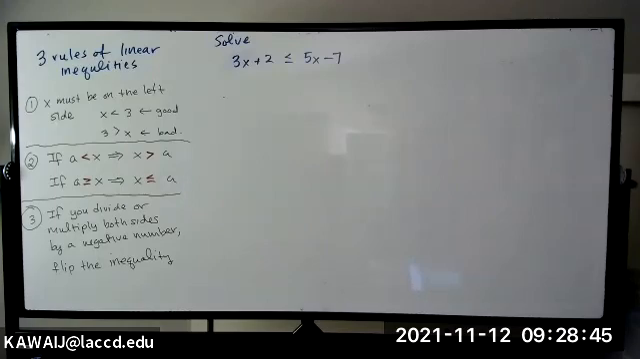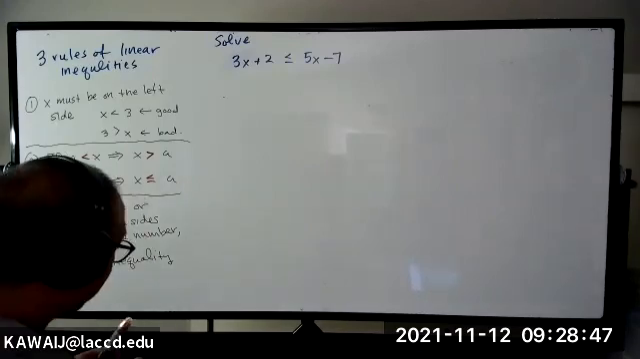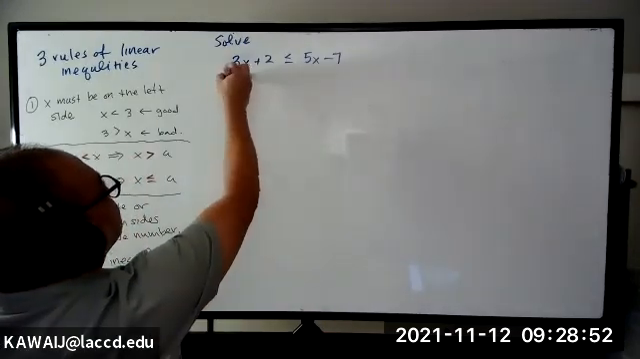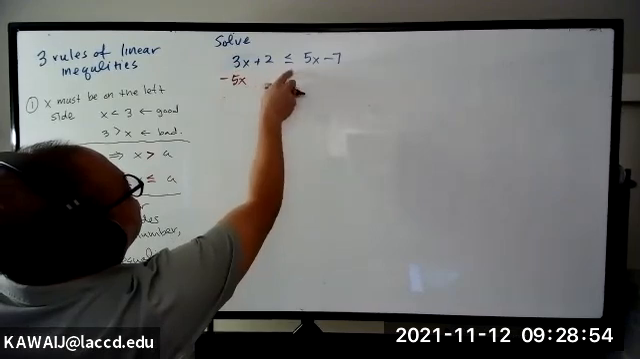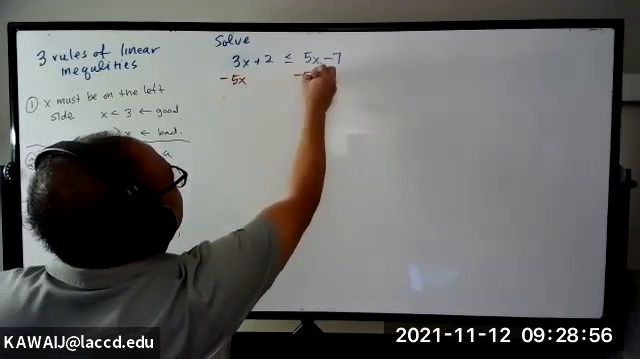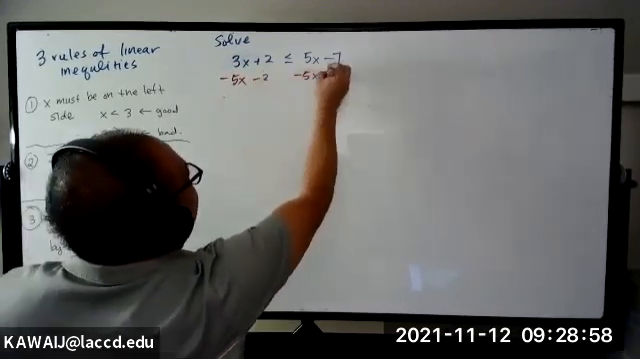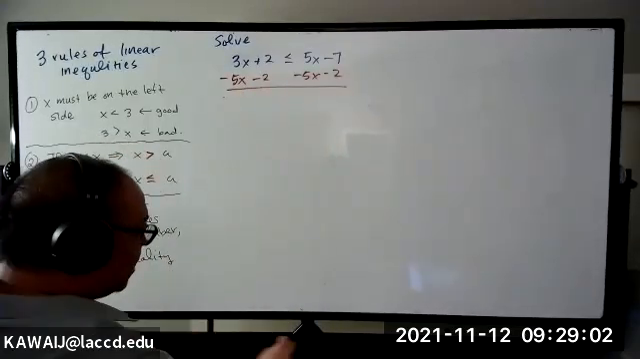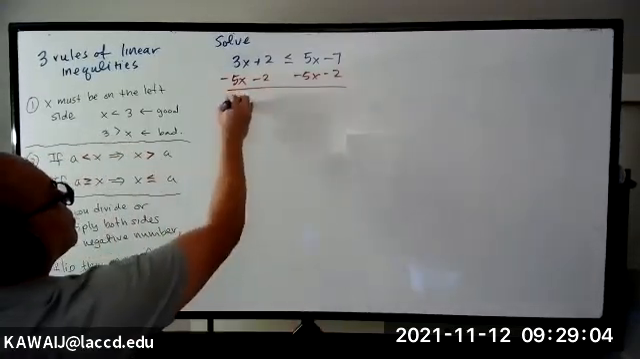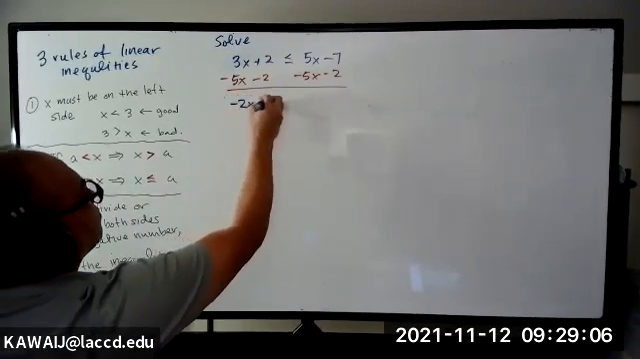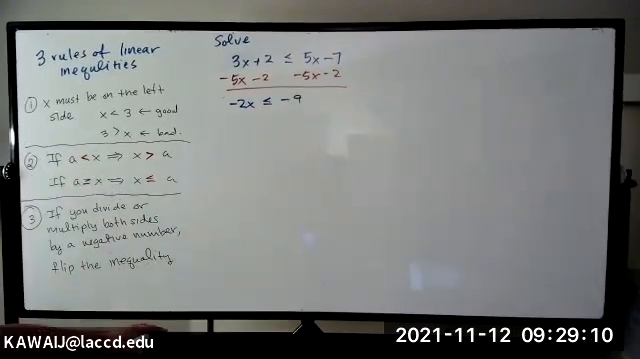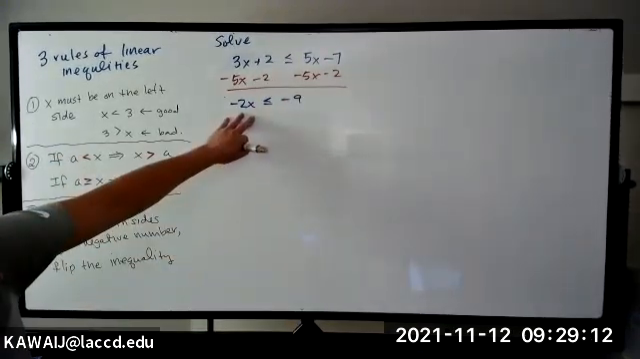Okay. So let's try doing this problem. So I'm going to subtract 5x from both sides. We're going to treat this just like it's an equal sign. We don't have to do anything different than what you would do with an equal sign until we get to the very end. Okay. This is where we have to care.